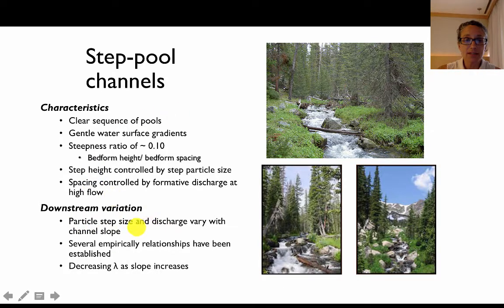You might see step sizes vary as you move through a channel as discharge changes and slope changes. And there are a lot of different empirical relationships that try to describe these. As the slope gets steeper, you see the steps and the pools get closer together.